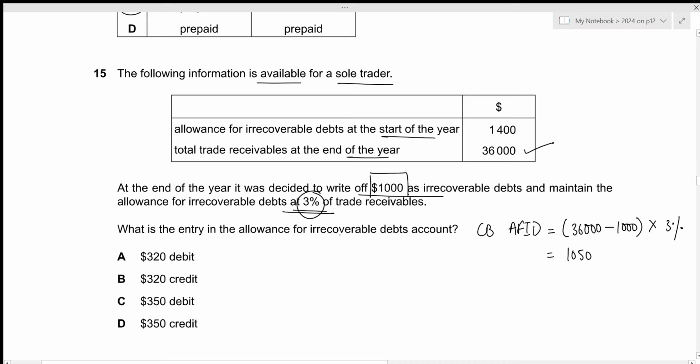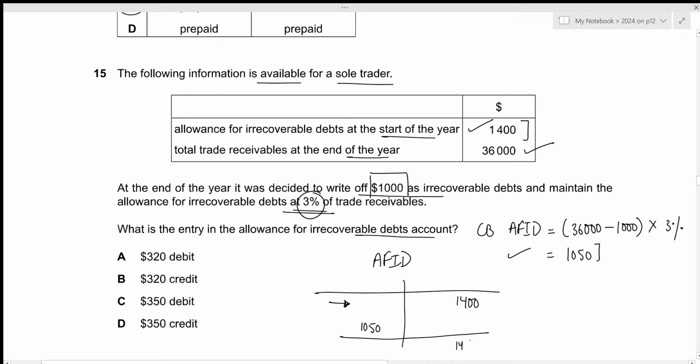Now, what is the entry in the allowance for irrecoverable debts account? In this case, we need to compare the closing balance to that of the opening balance. So opening balance is 1,400, closing balance is 1,050. If we were to prepare the allowance for irrecoverable debt account, since this is an allowance, it is part of our liability. We can consider it to be a liability account. So the opening balance will go on the credit side, closing balance will go on the debit side. In this case, since the closing balance is lower, it means that there is a decrease in allowance for irrecoverable debt. So we need a balancing figure right here.